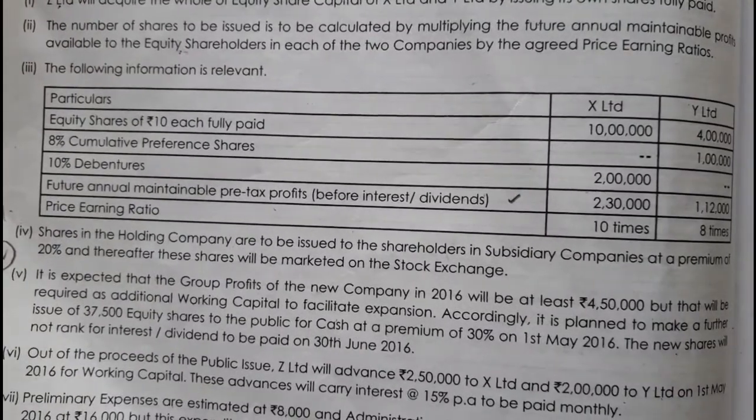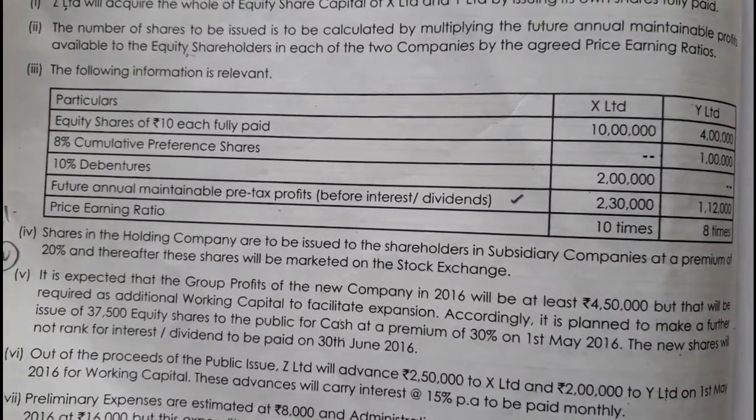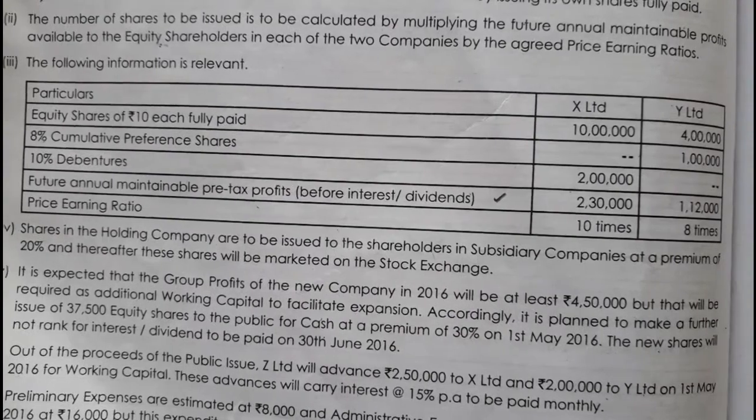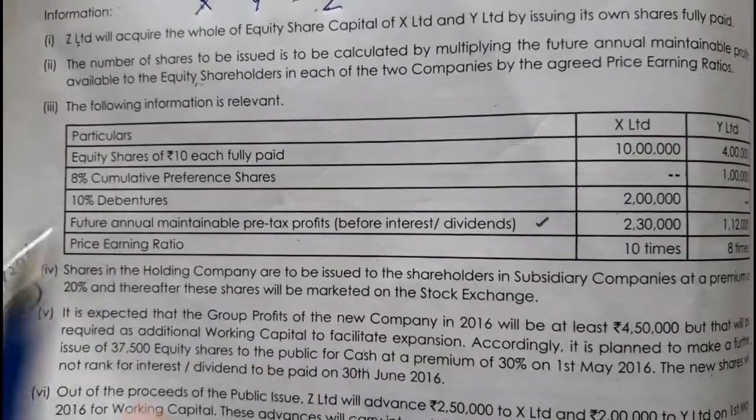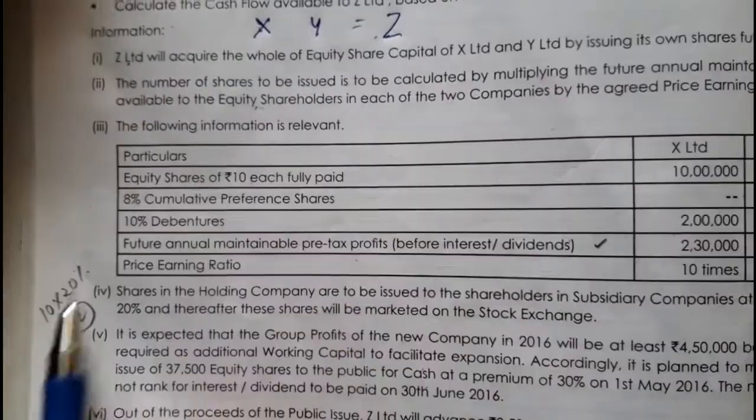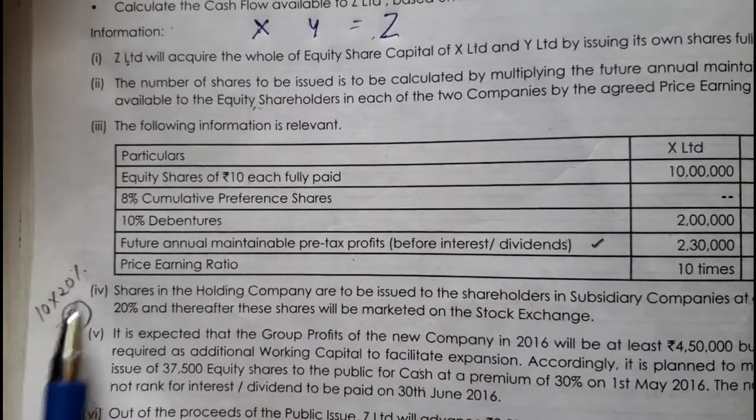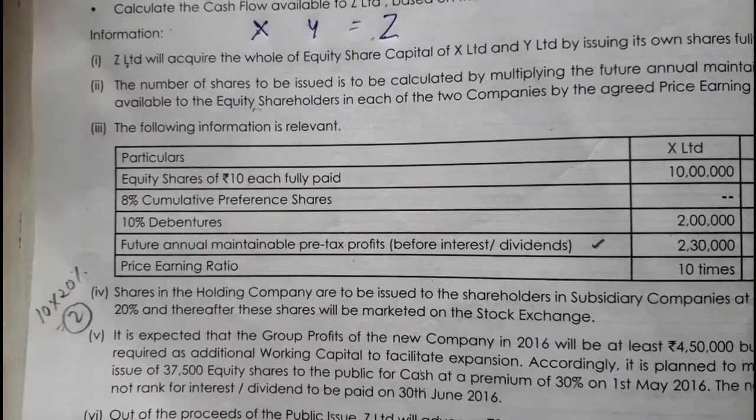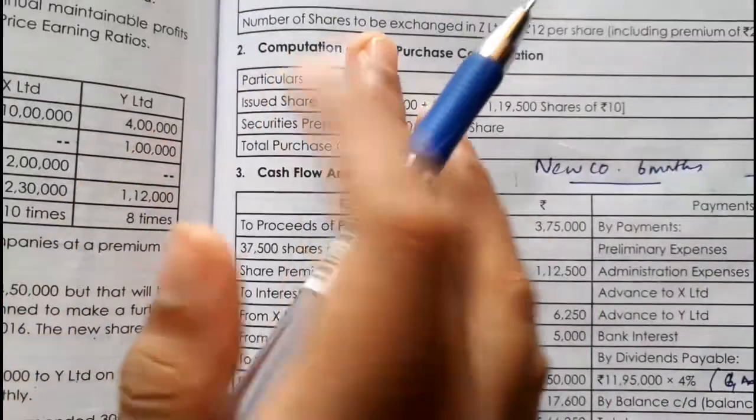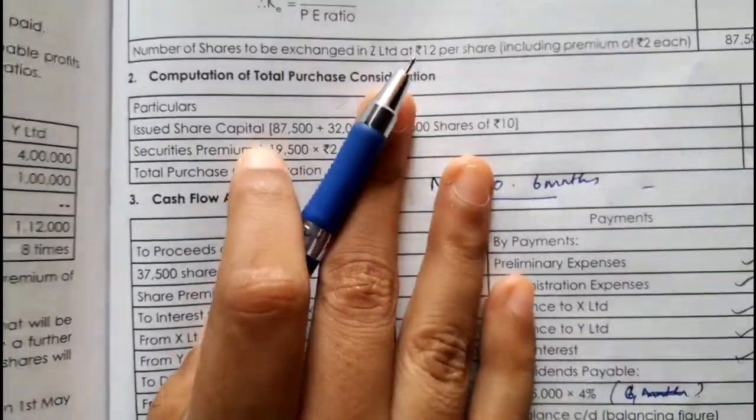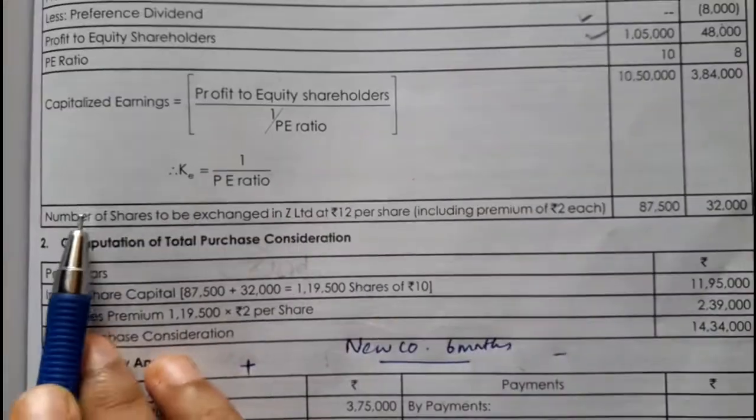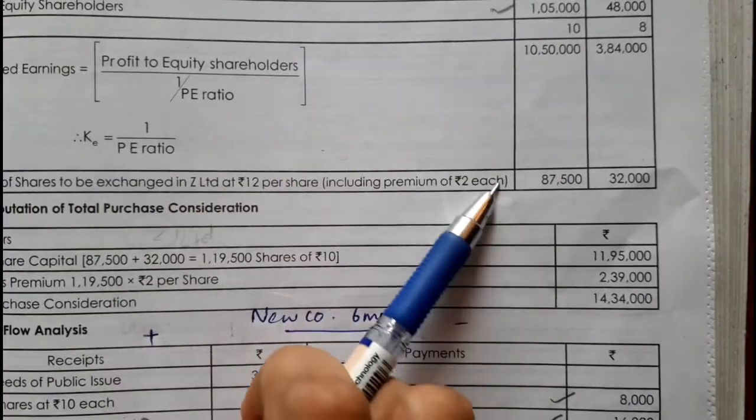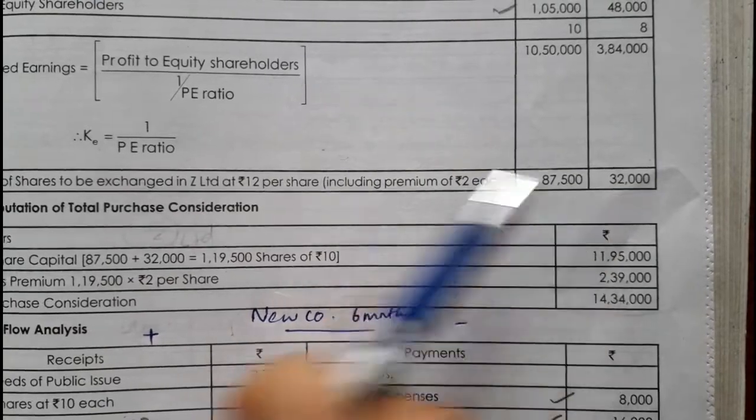Now on the fourth point, they have given that shares in the holding company are to be issued to the shareholders in subsidiary companies at a premium of 20%. Okay, it's issued not at 10 rupees but at a 20% premium. So the premium amount would be 10 into 20%, that is 2 rupees. So 10 plus 2 is 12 rupees per share. This is the value, 12 rupees per share. How many shares will there be? Dividing by 12, we'll get 87,500 and here 32,000.